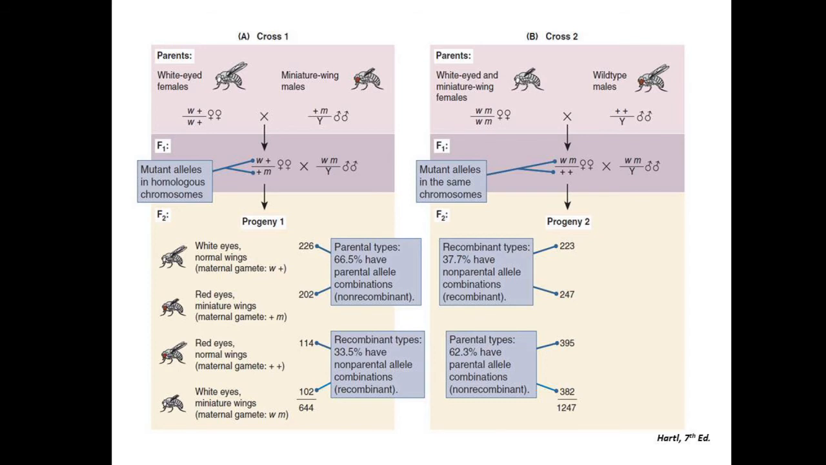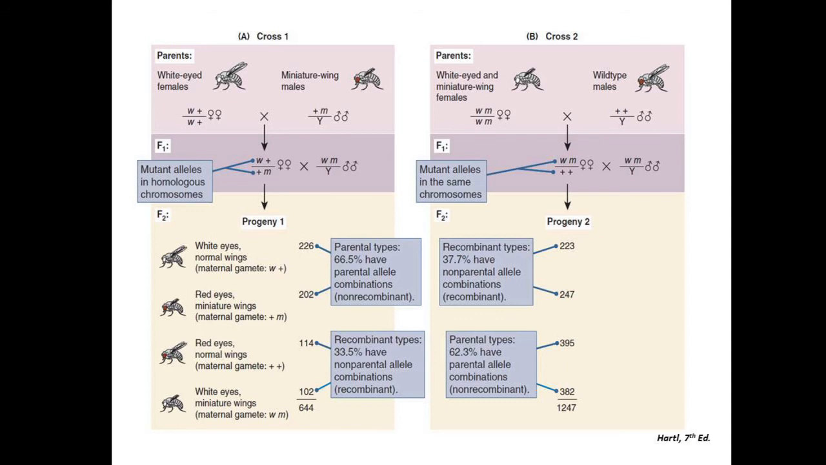So in F2, the total number of progeny is 664, where 66.5% have the parental allele conformation, and 33.5% have a non-parental allele combination, a recombinant allele combination, out of 664. Count the numbers, you will get the percentage differences, 66.5 and 33.5. So you have to quantify the number of individuals coming in the F2 generation. Go to cross number 2.